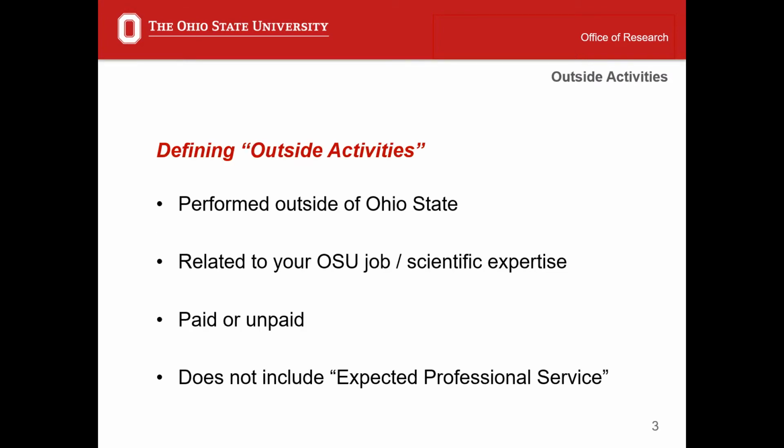So to start, we just want to define what an outside activity is. We're talking about something that's performed outside of Ohio State, but is related either to your scientific expertise or your job here at OSU. And these activities could be paid, they could be unpaid. And really importantly, this last bullet point, we're excluding from the definition of an outside activity the sorts of professional service that is expected of faculty members. And we'll get into those definitions a little bit more in a moment.